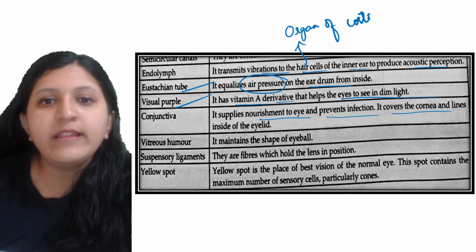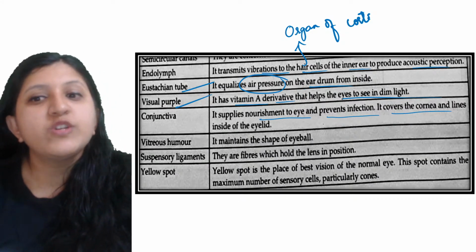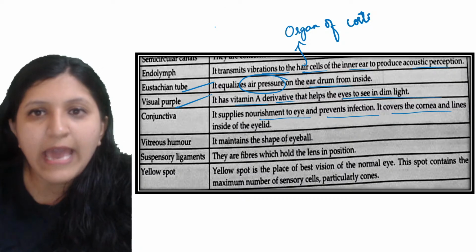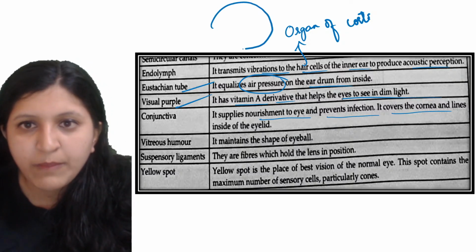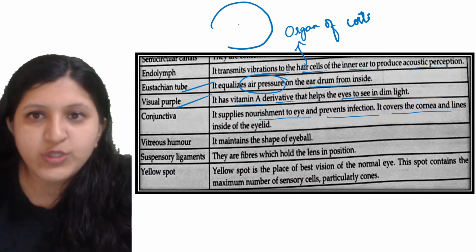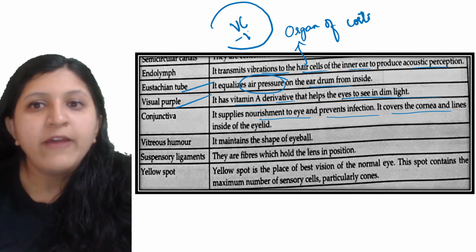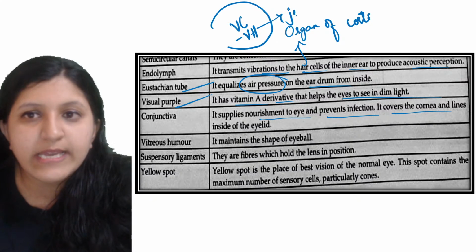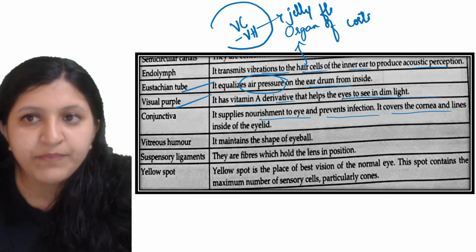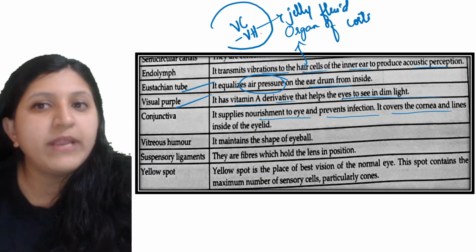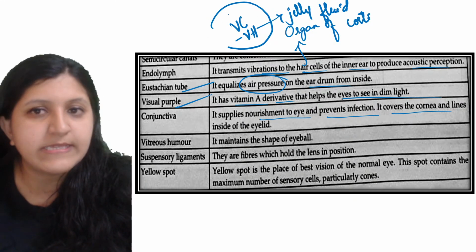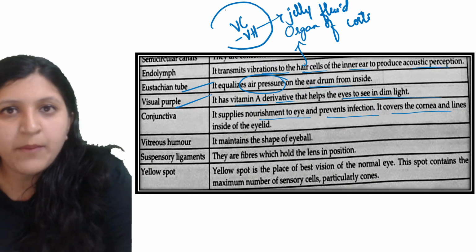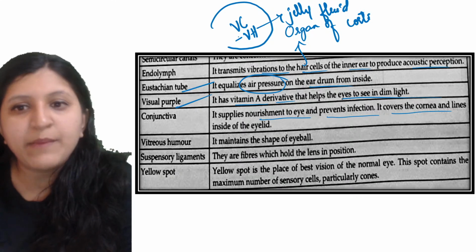Then there is vitreous humor. This maintains the shape of the eyeball, so the eyeball remains round as such. There is a vitreous chamber which has the vitreous humor. Vitreous humor is basically a jelly fluid. This jelly fluid is going to maintain the structure, so the shape of the eyeball will be maintained.